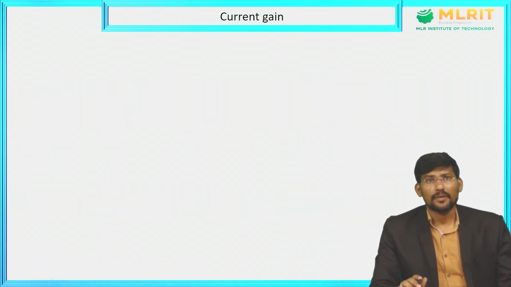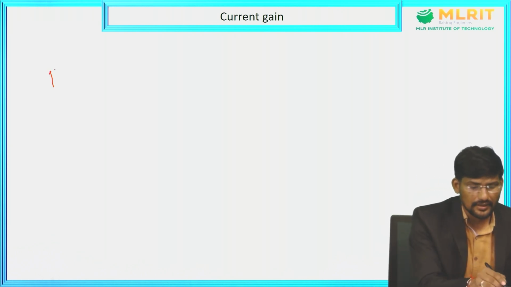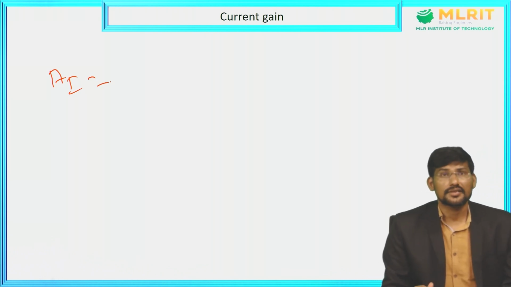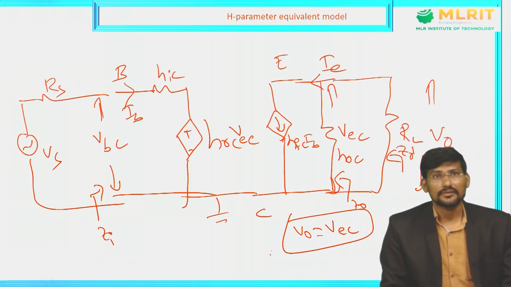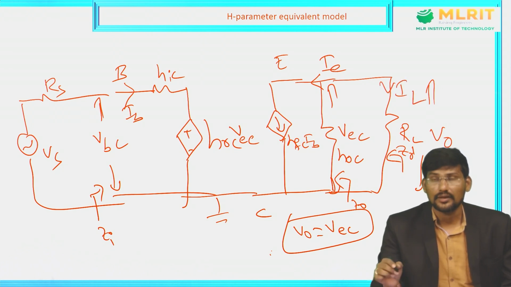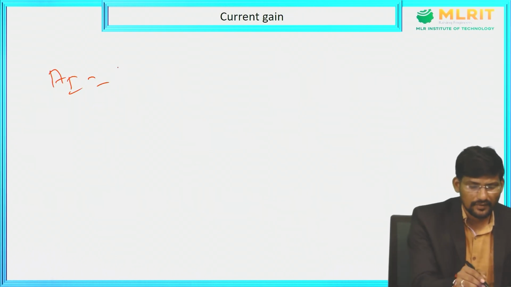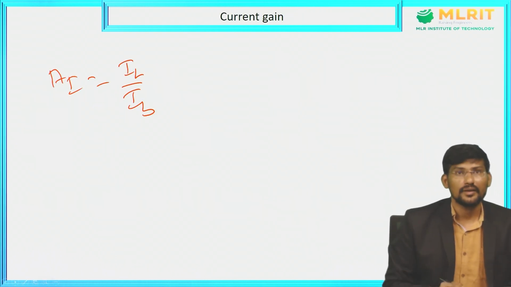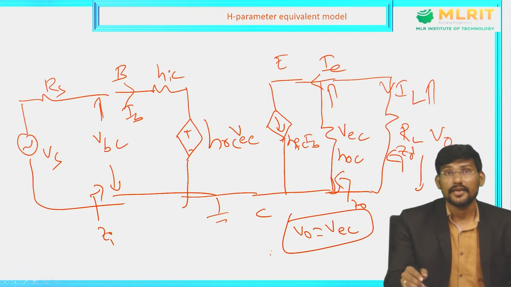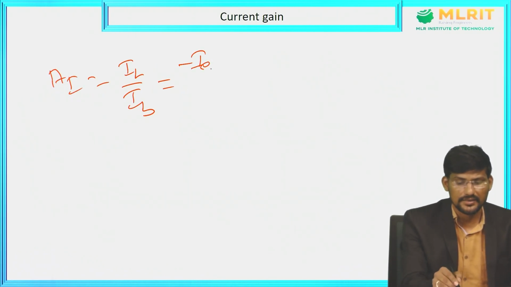Now we need to derive the parameters here: current gain, voltage gain, input impedance and output admittance. As already derived in transistor amplifier analysis using H parameters, we considered the current gain expression. Current gain is the ratio of output current to the input current. Output current is the current flowing through the load, IL, and the input current is IB. So the current gain is the ratio of IL by IB, or since IL and IE are in opposite directions, we can also consider it as minus IE by IB.